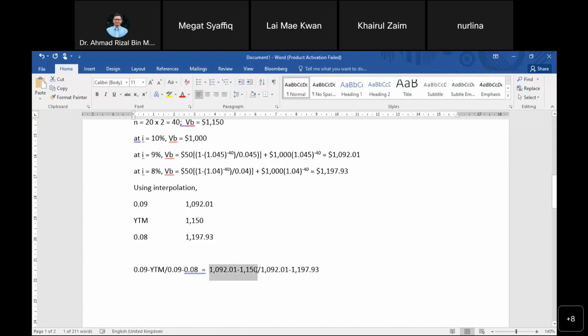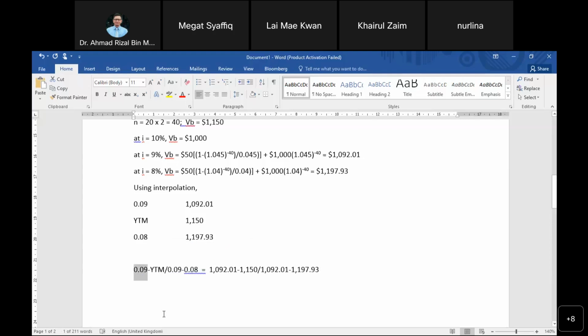Then the numerator here, 1092.01 minus 1150, is negative 57.99. You divide this negative 57.99 by the denominator just now, negative 105.92, and you will get 0.5474. Based on the cross multiplication that I explained to you last time, you multiply by this difference here, 0.09 minus 0.08, which is 0.01. You multiply by 0.01, so it will give you 0.00547 something, right?